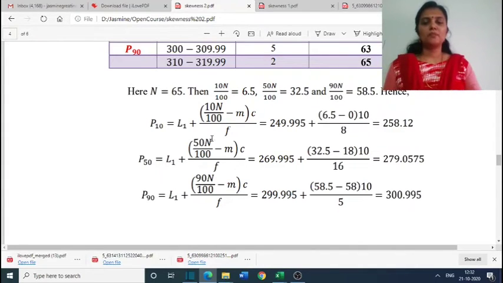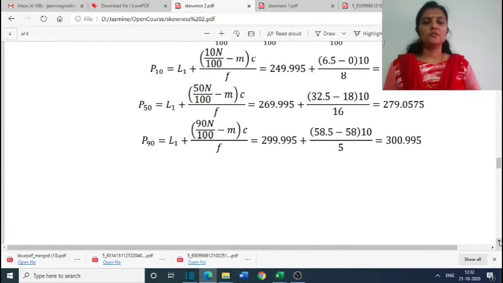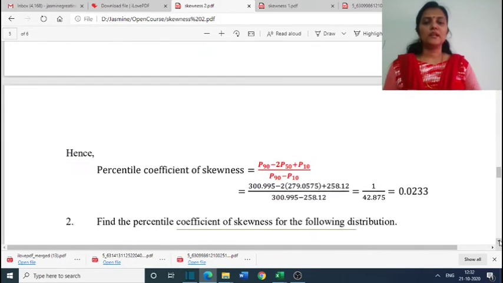P50 is equal to L1 plus 50n by 100 minus m into c by f, which is equal to 269.995 plus 32.5 minus 18 into 10 by 16, which is equal to 279.0575. P90 is equal to L1 plus 90n by 100 minus m into c by f, which is equal to 299.995 plus 58.5 minus 58 into 10 by 5, which is equal to 300.995.